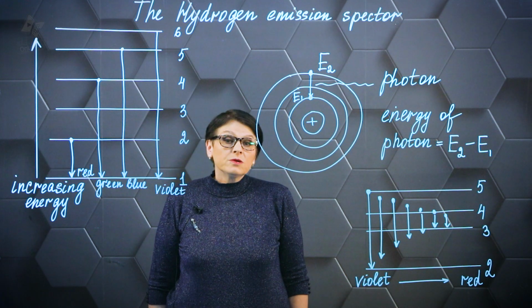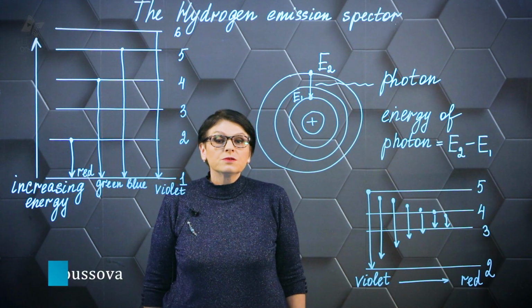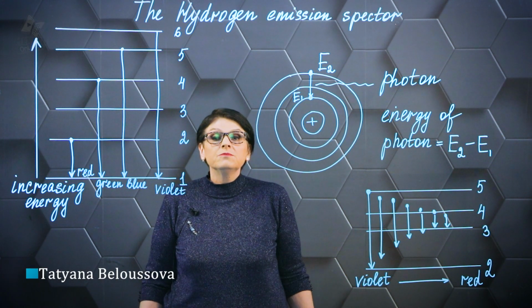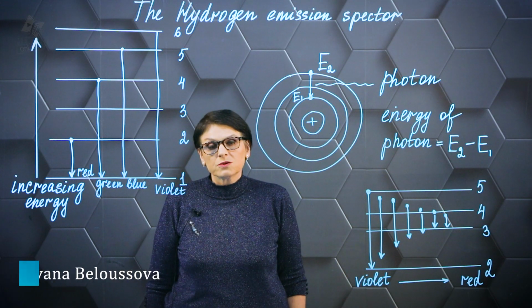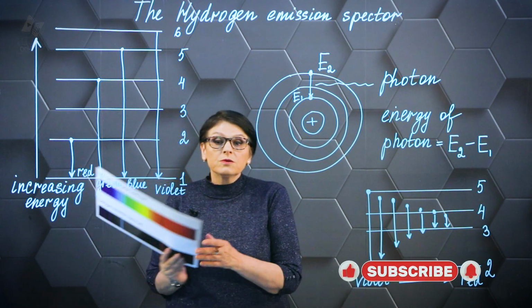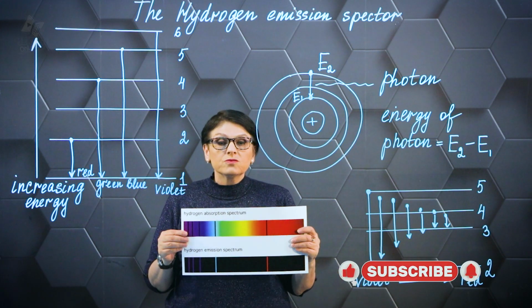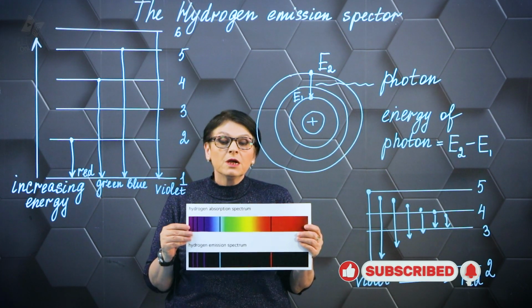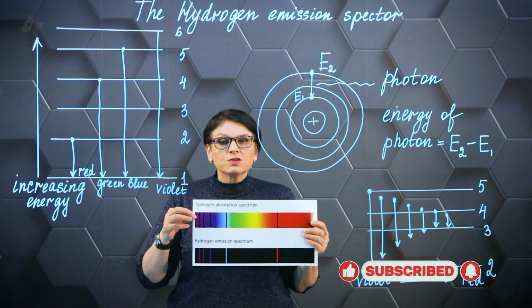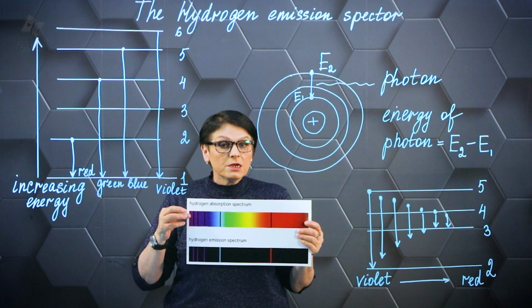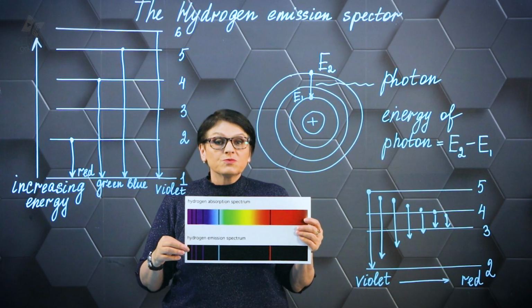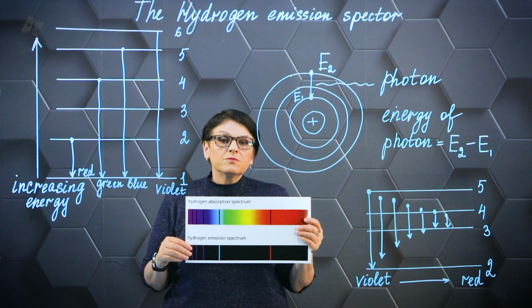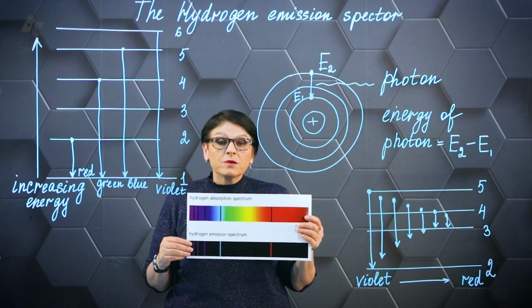Hello, today we will look at how the lines of the emission spectrum of the hydrogen atom are arranged. In the previous lesson, we talked about the fact that the spectrum of hydrogen, the very first chemical element, exists in two forms. There is an absorption spectrum, there is an emission spectrum. Let's look at the emission spectrum in more detail.